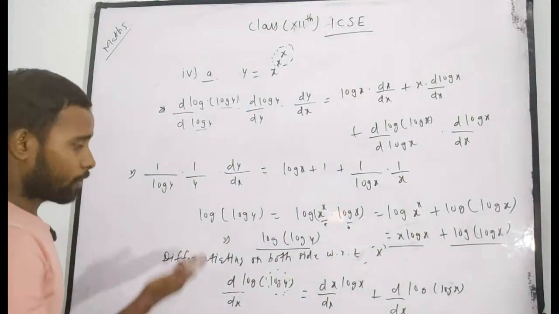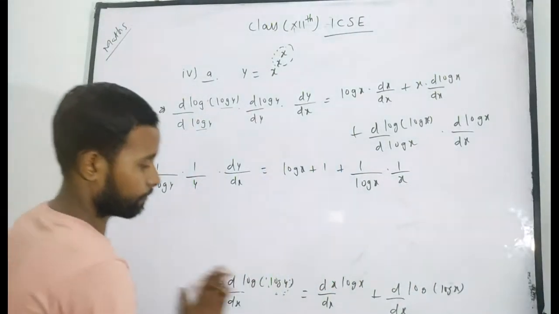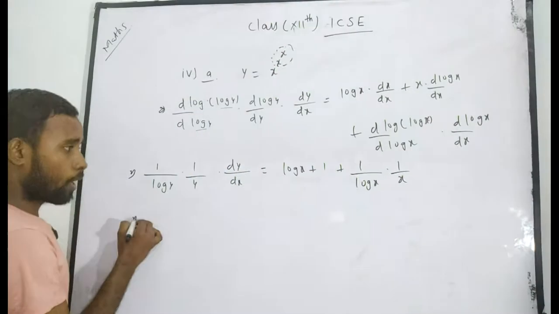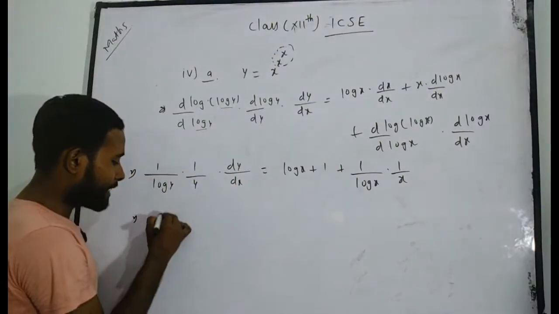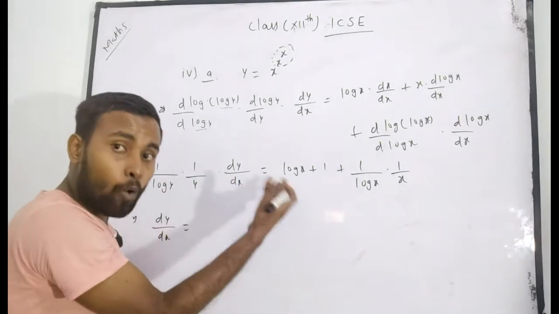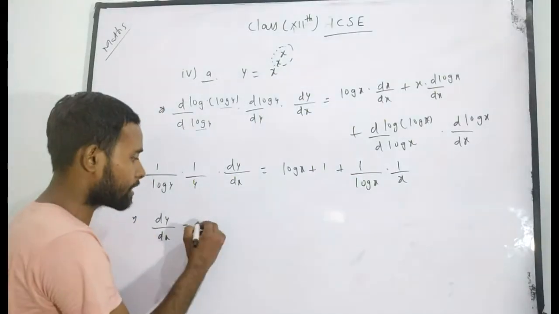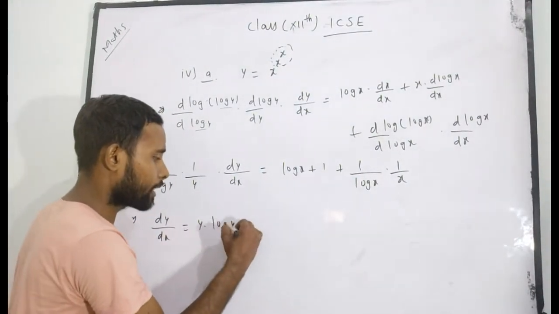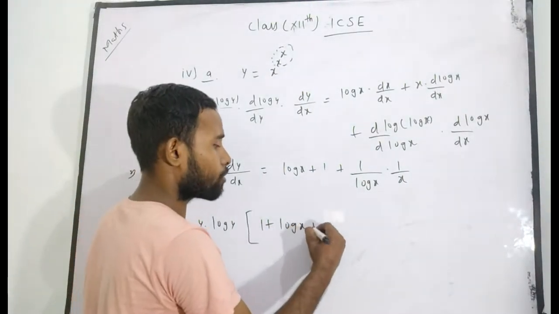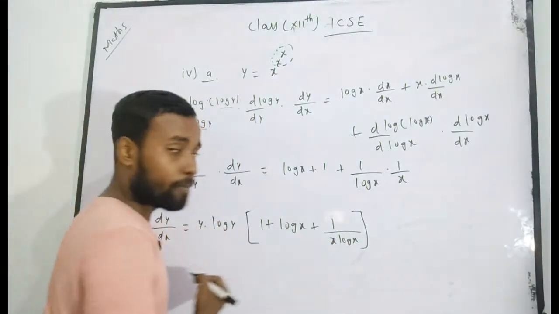Now I want to rewrite this part again. See here, you have to find dy/dx. That's why you can write here dy/dx is equal to y into log y, which will go in the RHS numerator of the obtained expression. So you can write y times log y into 1 plus log x, which I want to write in standard form, 1 plus log x plus 1 upon x into log x. I think you understand very well.